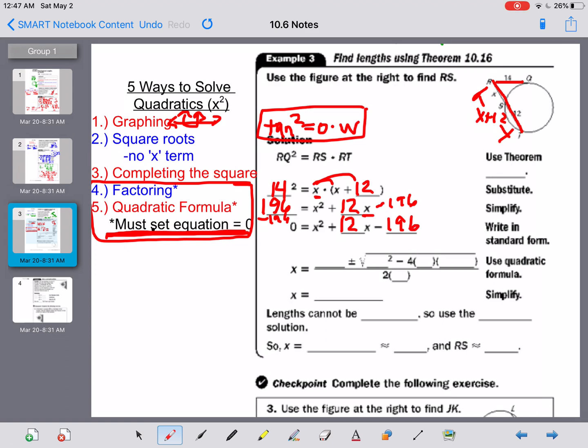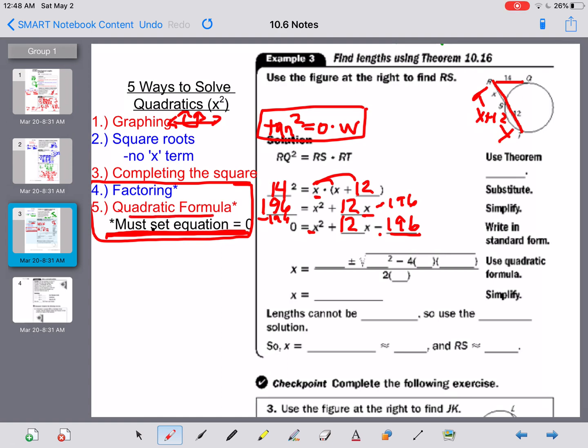Factoring. To see if we can factor, we would have to look at our terms. Remember this 1 that's in front of x squared, and I'd have to see, are there factors of 196 that subtract to make 12? I'm going to save us a little time here tonight and tell you it doesn't happen on this one. Okay, it's not going to. So we're going to choose the second way, which is the quadratic formula.